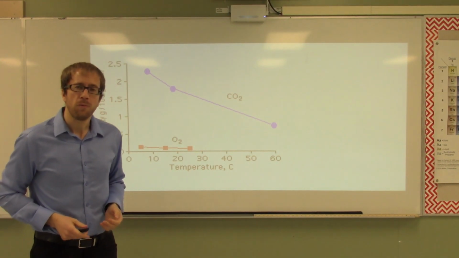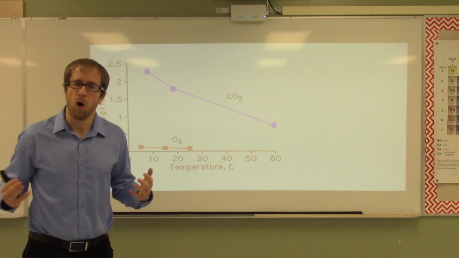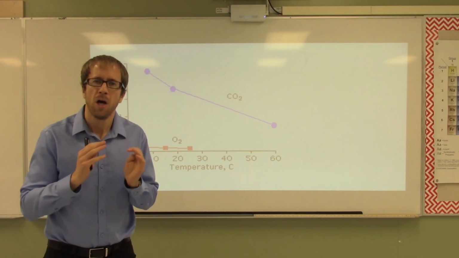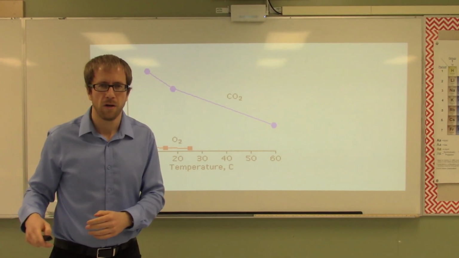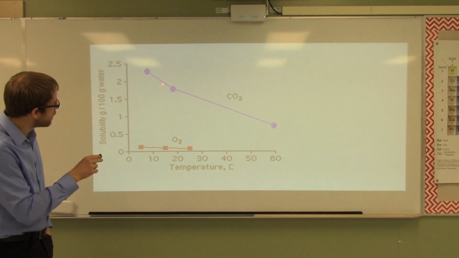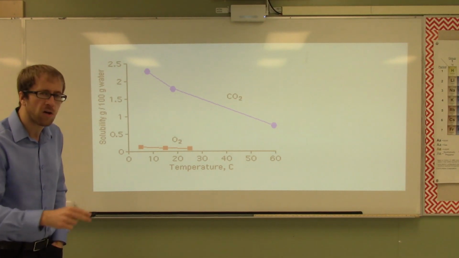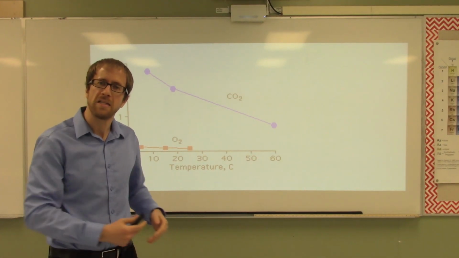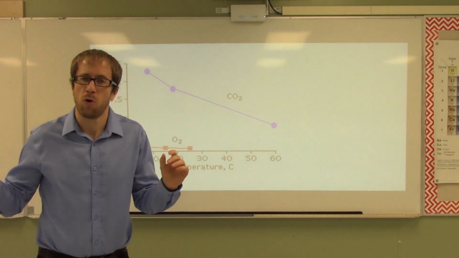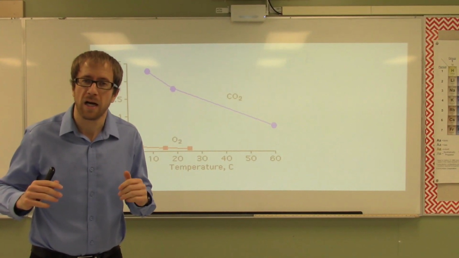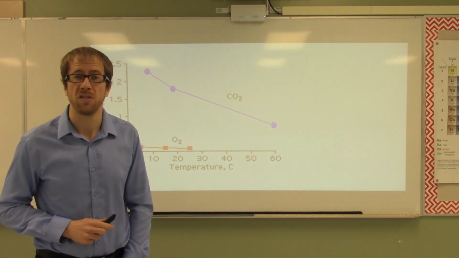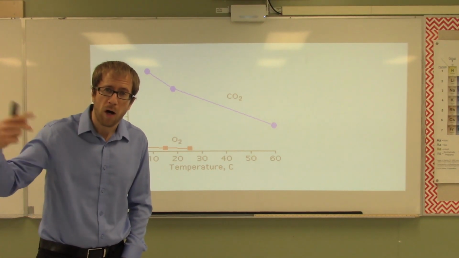But what happens when we increase the global temperature, the temperature of our oceans? Well, as we increase the temperature of our oceans, what happens to the solubility of CO2? It decreases, and thus the ocean can hold less dissolved carbon dioxide, thus more carbon dioxide goes into the atmosphere. So it's a positive feedback loop.